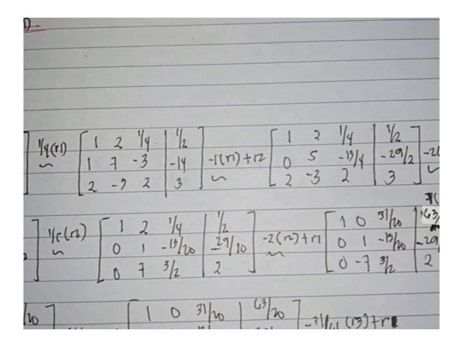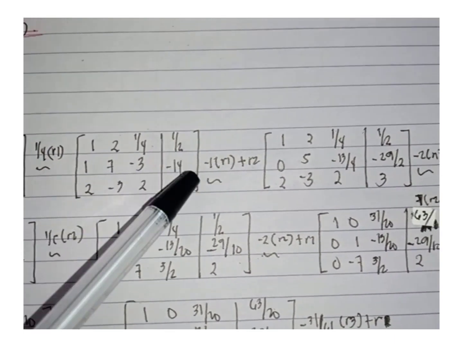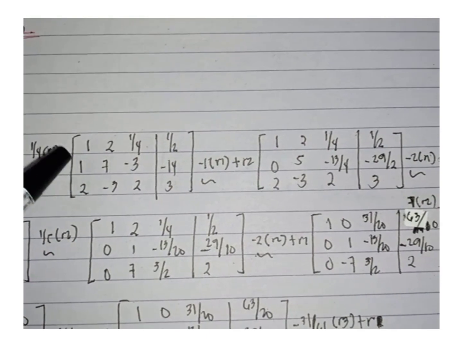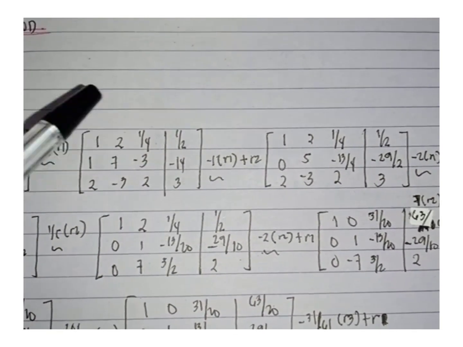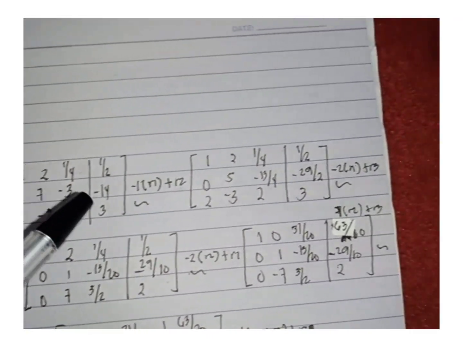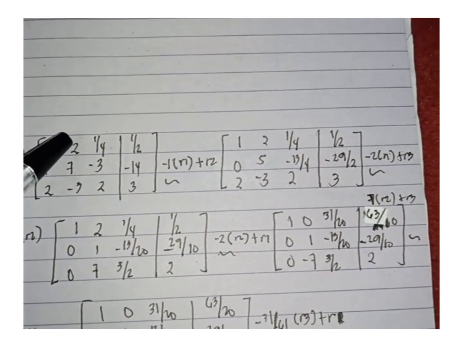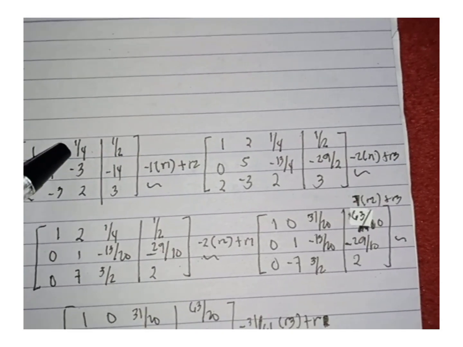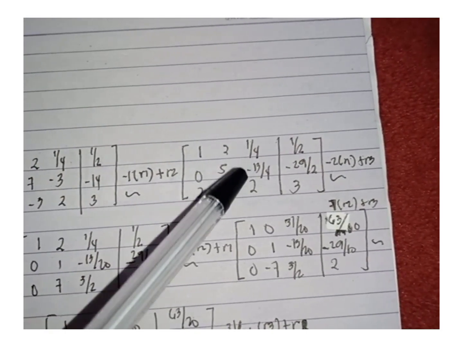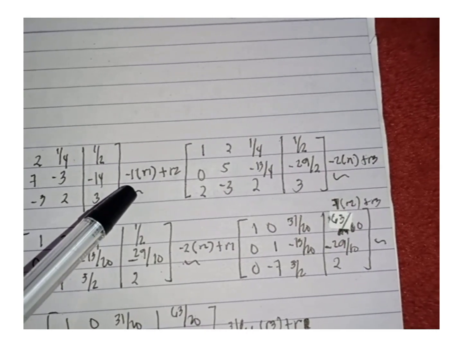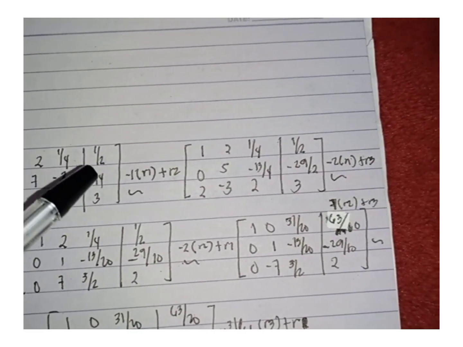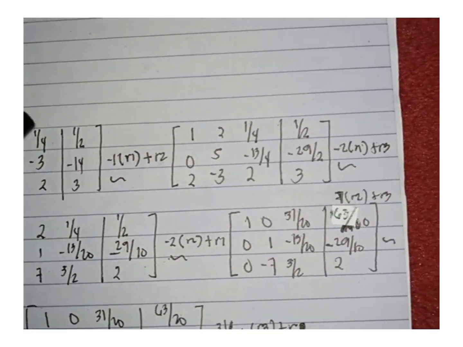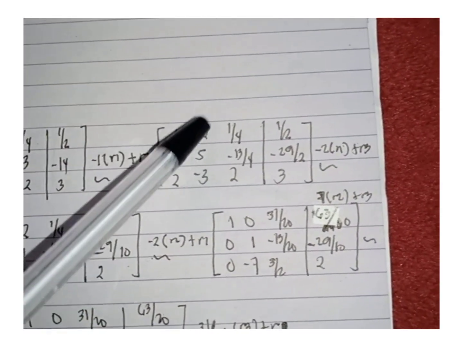We're going to find the value of row 2 by multiplying negative 1 times row 1 plus row 2, to equate 1 into 0. So negative 1 times 1 plus 1 is 0. Negative 1 times 2 plus 7 will be 5. Negative 1 times 1/4 plus negative 3 will be negative 13 over 4. Negative 1 times 1/2 plus negative 14 will be negative 29 over 2. Copy rows 1 and 3. So this is our answer.